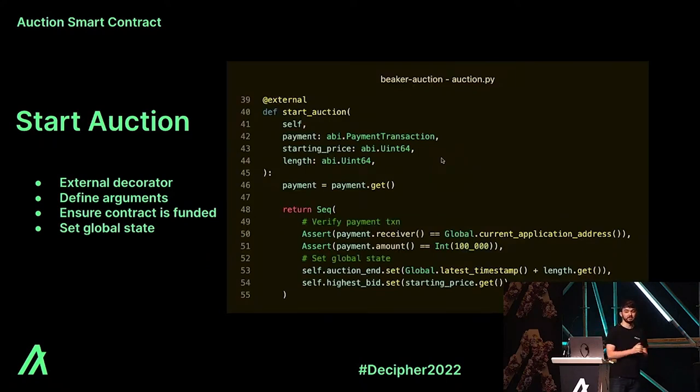Okay, so now this is the first real functionality that the end user is going to be interacting with, and this is the start auction function. This is the function that the owner can call when they are ready to start an auction. So the first thing you're going to notice is on this top line, we have the @external decorator. This is telling Beaker that this start auction function is an external function that end users can call, and it's exposed in the ABI.